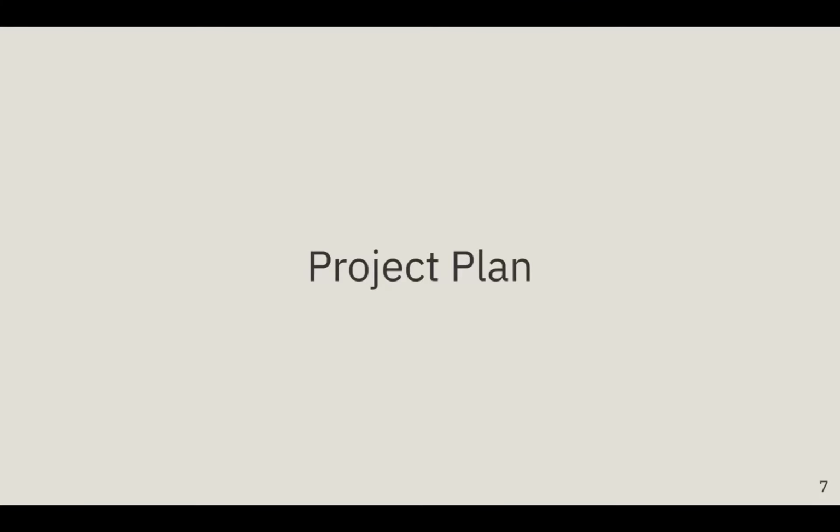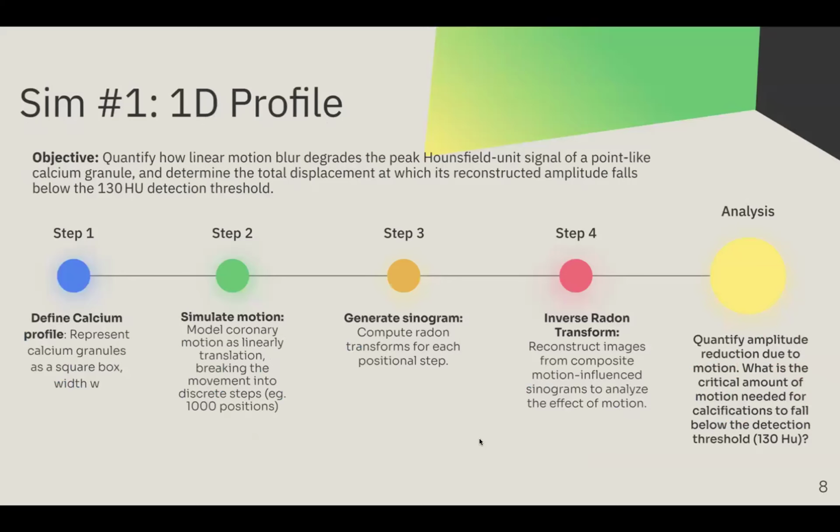Okay, so I'm going to start with the plan for our project. Our first simulation is going to quantify how linear motion blur degrades the peak Hounsfield unit signals of a point-like calcium granule and help determine the total displacement at which its reconstructed amplitude falls below the 130 Hounsfield unit detection threshold.